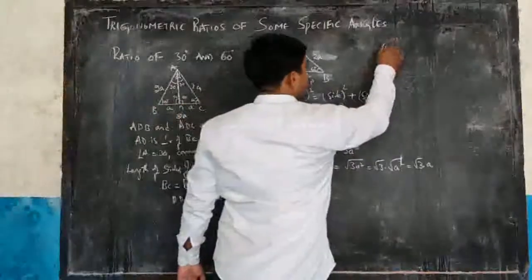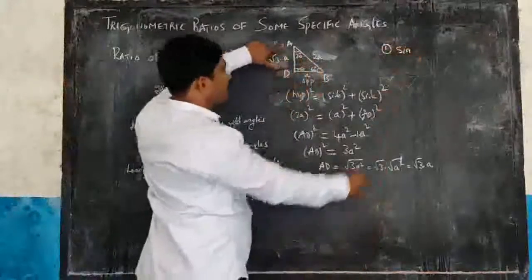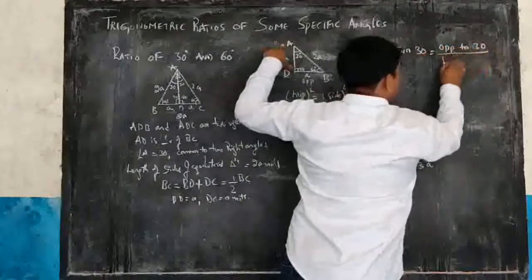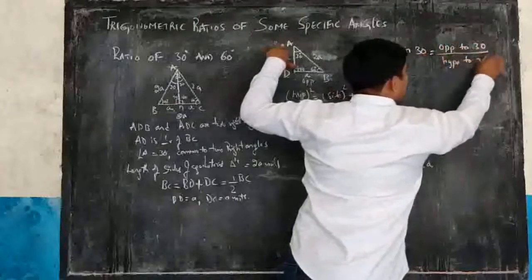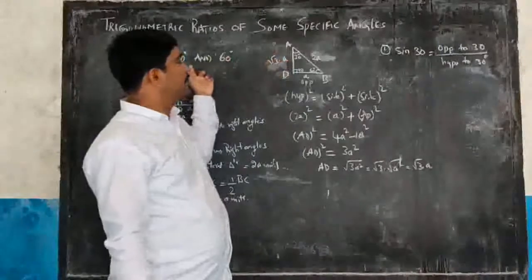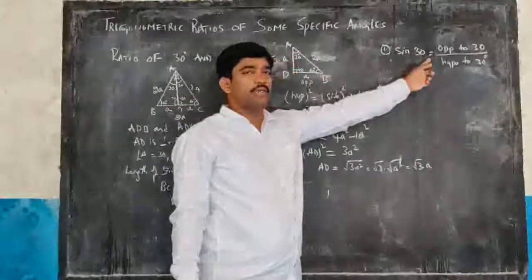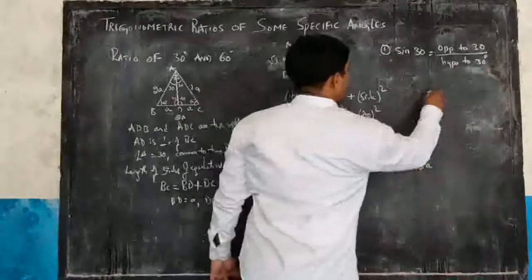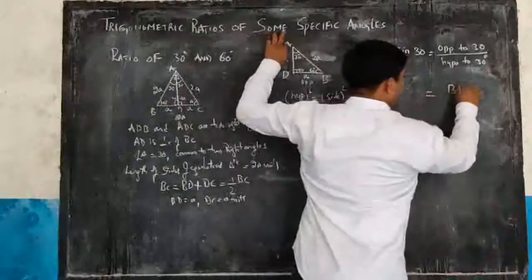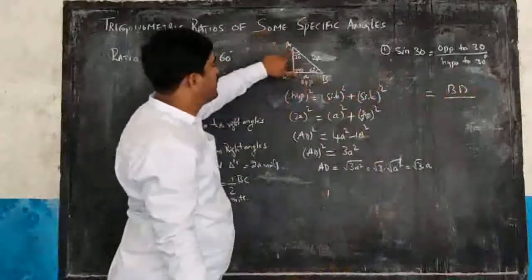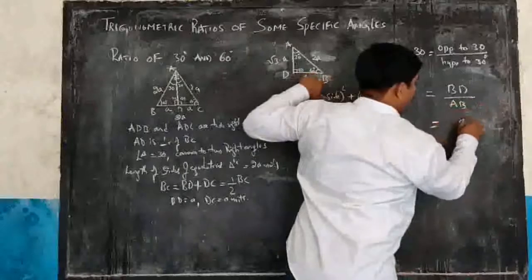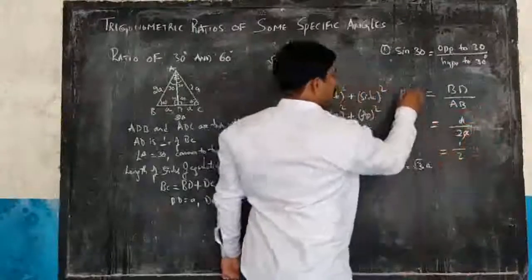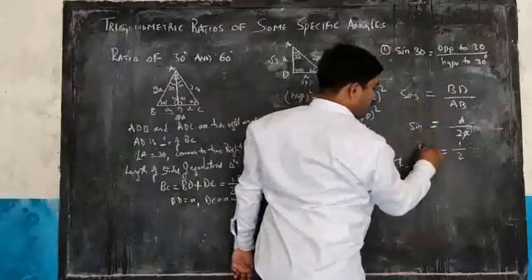Now sine 30. So what is sine 30? It is nothing but opposite to 30 by hypotenuse to 30 degrees. What is opposite to 30 degrees? Opposite to 30 degrees is nothing but BD, and what is the hypotenuse to this one? It is nothing but AD. Now what is the value of BD? A. And what is AD? 2A. Now A will cancel. What is the value of this one? Sine 30 is nothing but equal to 1 by 2.